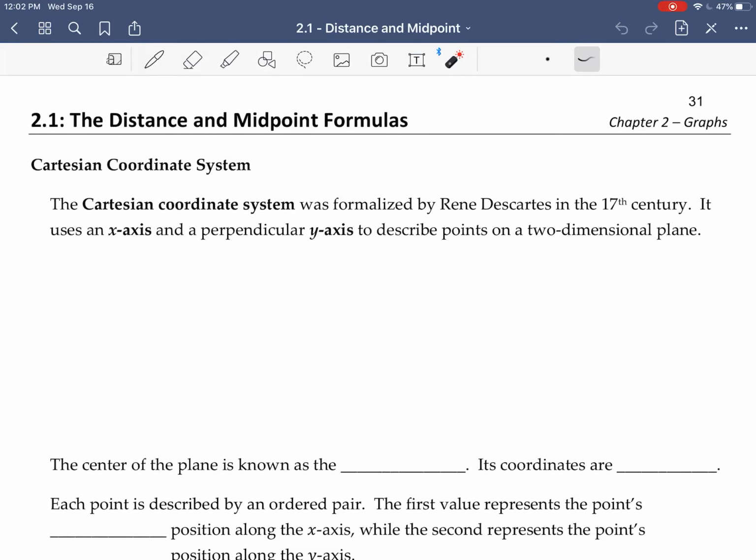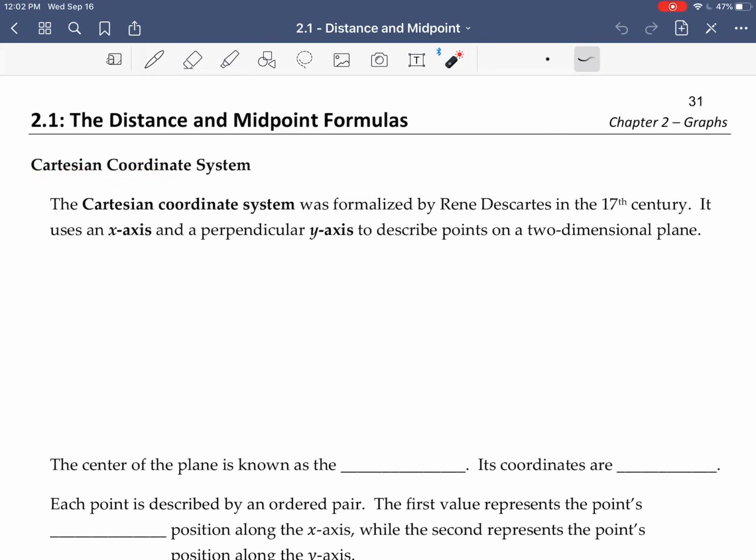In this video, we're going to talk about how to determine the distance between 2 points and also the midpoint between 2 points. And they, in fact, have formulas to help you do this. But before we get there, let's begin by talking about the Cartesian coordinate system.